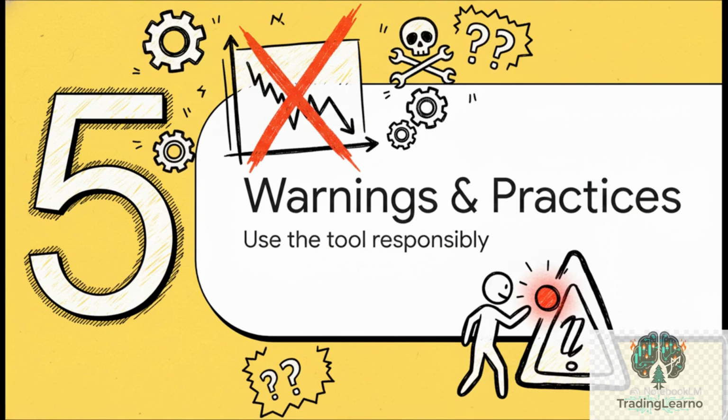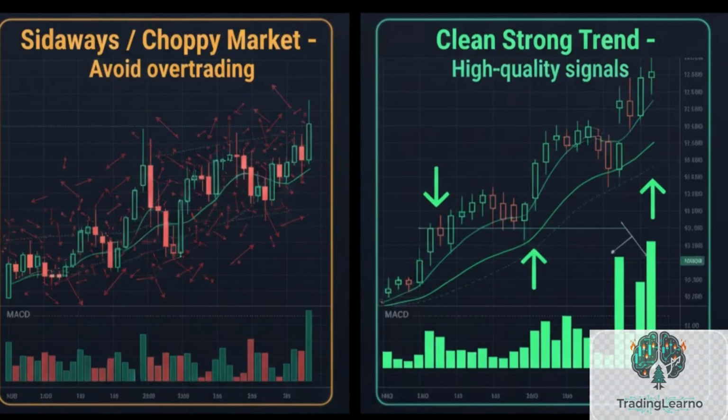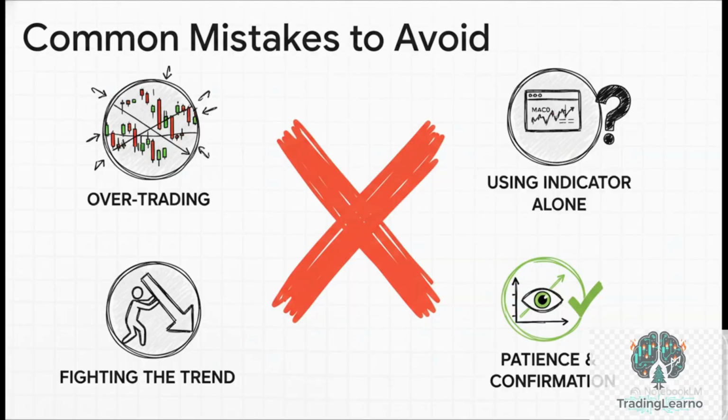You know, the single biggest mistake people make is over-trading. Because this indicator is so sensitive, you just can't take every single crossover, especially in a sideways, choppy market. It'll just give you false signals all day long. The key here is patience. You have to wait for clear momentum and always get confirmation from other factors, like price action or volume, before you even think about placing a trade.